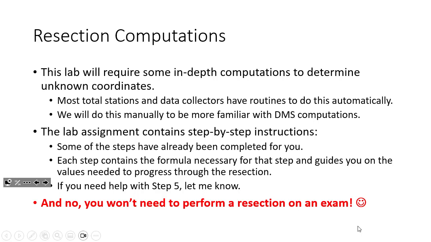Most total stations and data collectors can do a resection automatically. You do your shots, you hit a button, and it just does it for you. Because of the way I'm doing this, the handout I'm going to give you when you come back in has very detailed step-by-step instructions for how to do a resection. The one step that is a little cumbersome is step 5. The formula is a little wonky. So I've got a spreadsheet that will just do step 5 for you. So when you get to that point, come up here and I can help you with step 5.